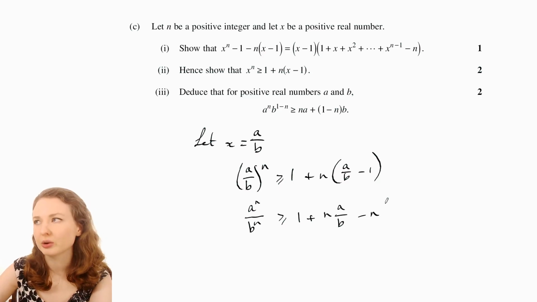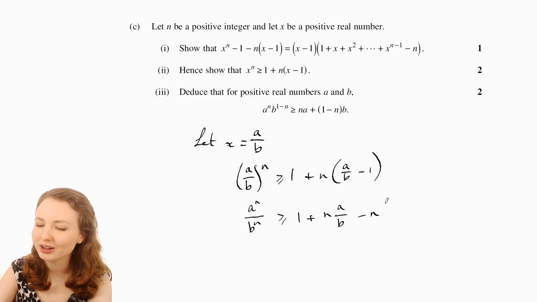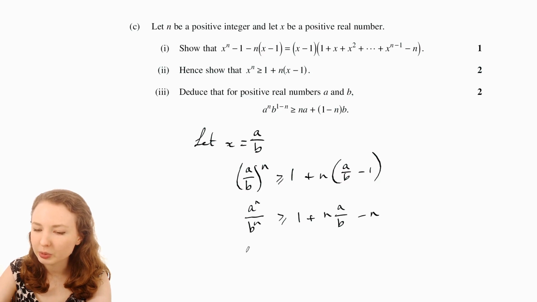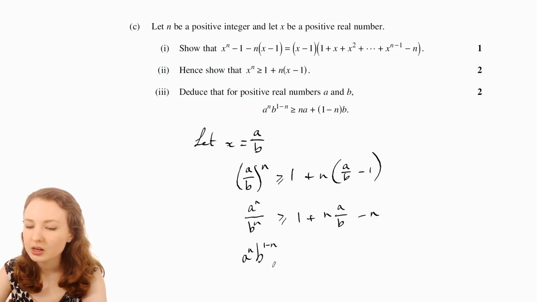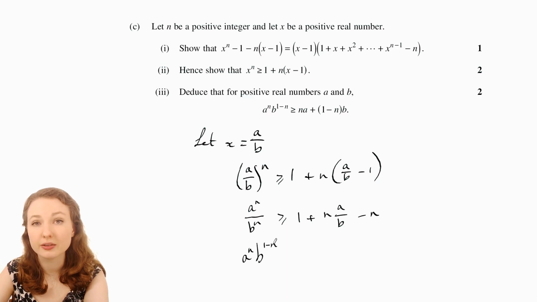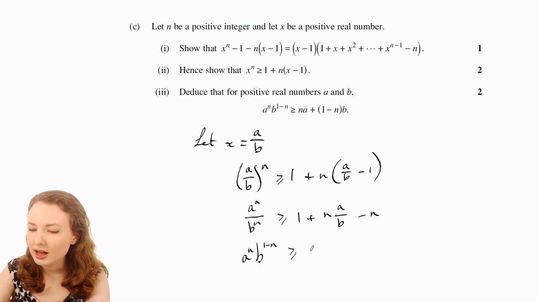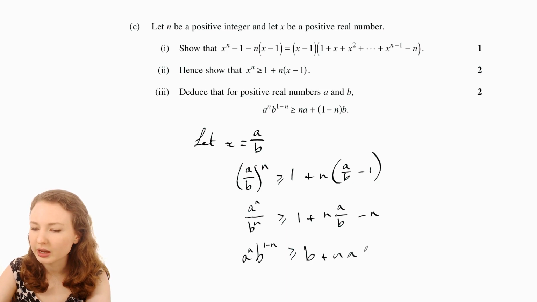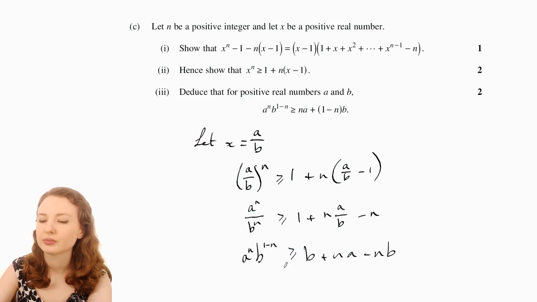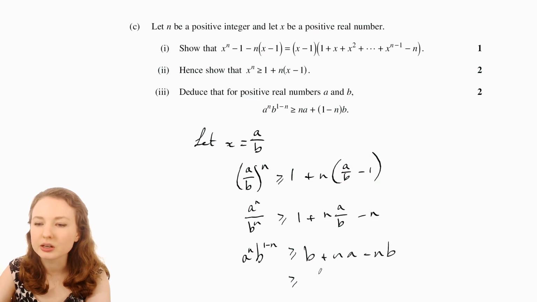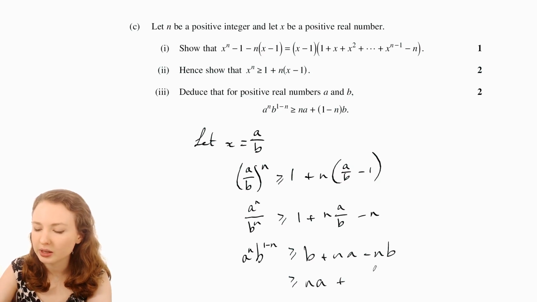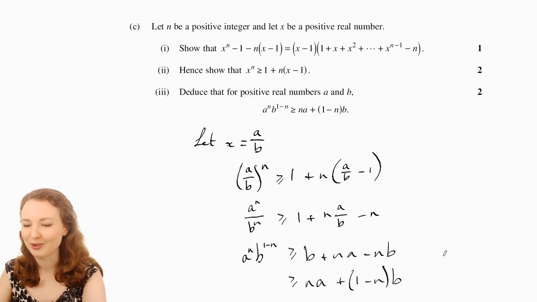So sort of working backwards in that bit that I did before. If we multiply both sides by b, then we're going to get a to the n, b to the 1 minus n there, because you've got b to the 1 times b to the negative n. And that's b plus na minus nb, which is na plus 1 minus n times b. So that's it for that one.